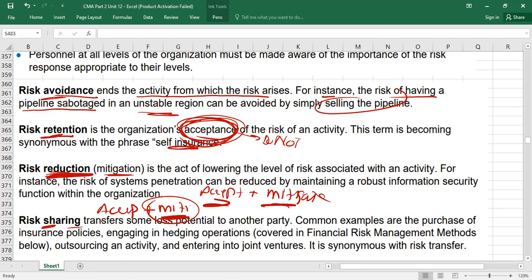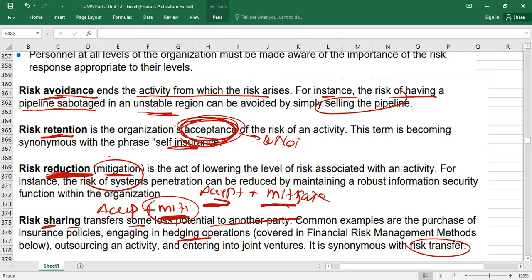The best example is insurance. If you purchase an insurance policy, obviously. Or maybe you are hedging your financial losses through financial instruments like options and futures. If you are trying to manage your financial risk or exchange rate risk through hedging, or by using options and futures contracts, it is called risk sharing. Risk sharing means it transfers some loss potential to the other party. Risk sharing is also called risk transfer.